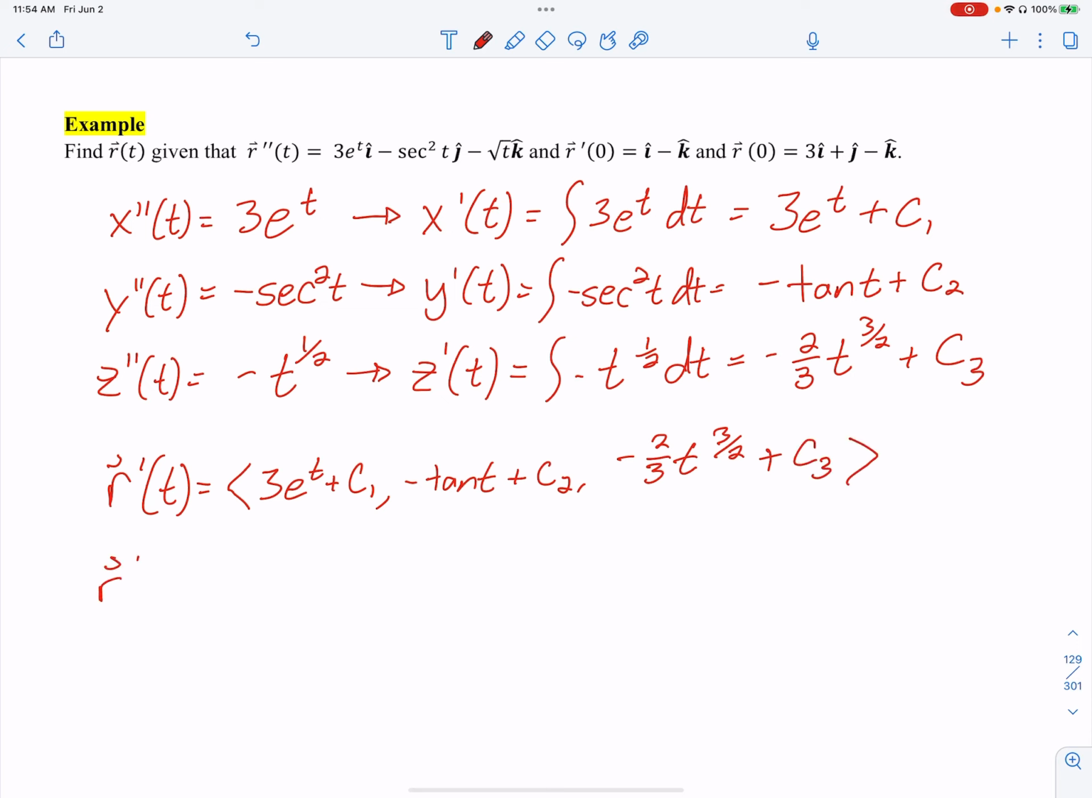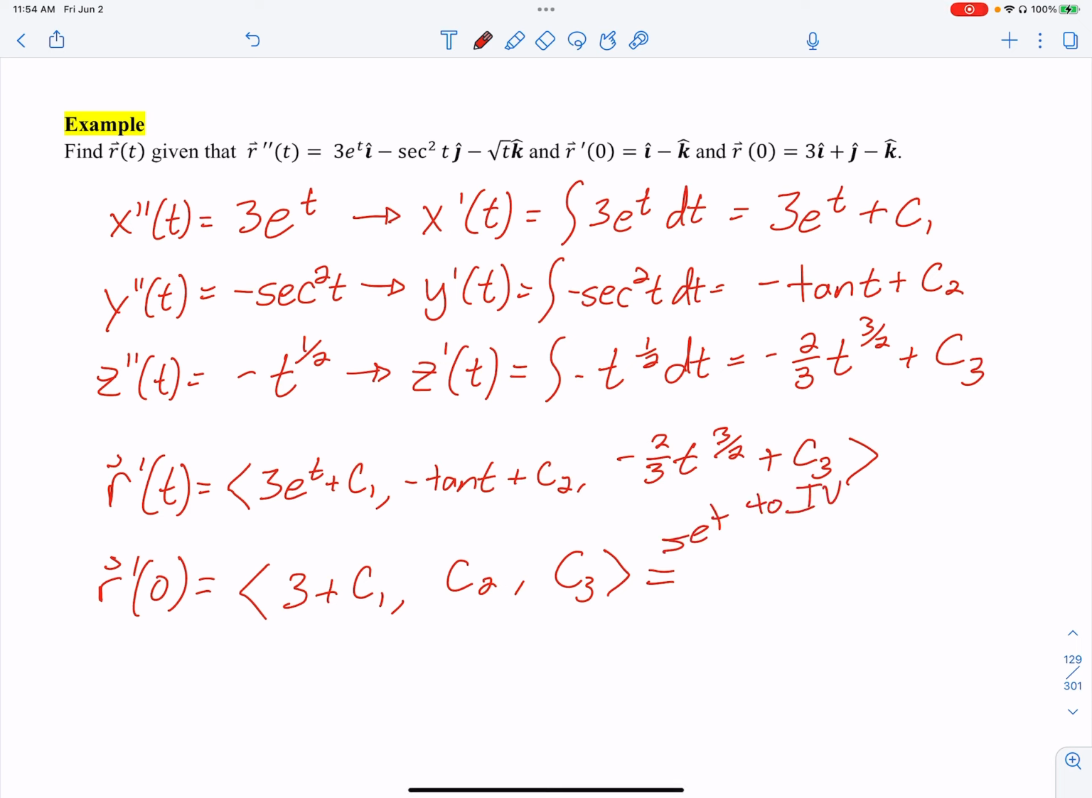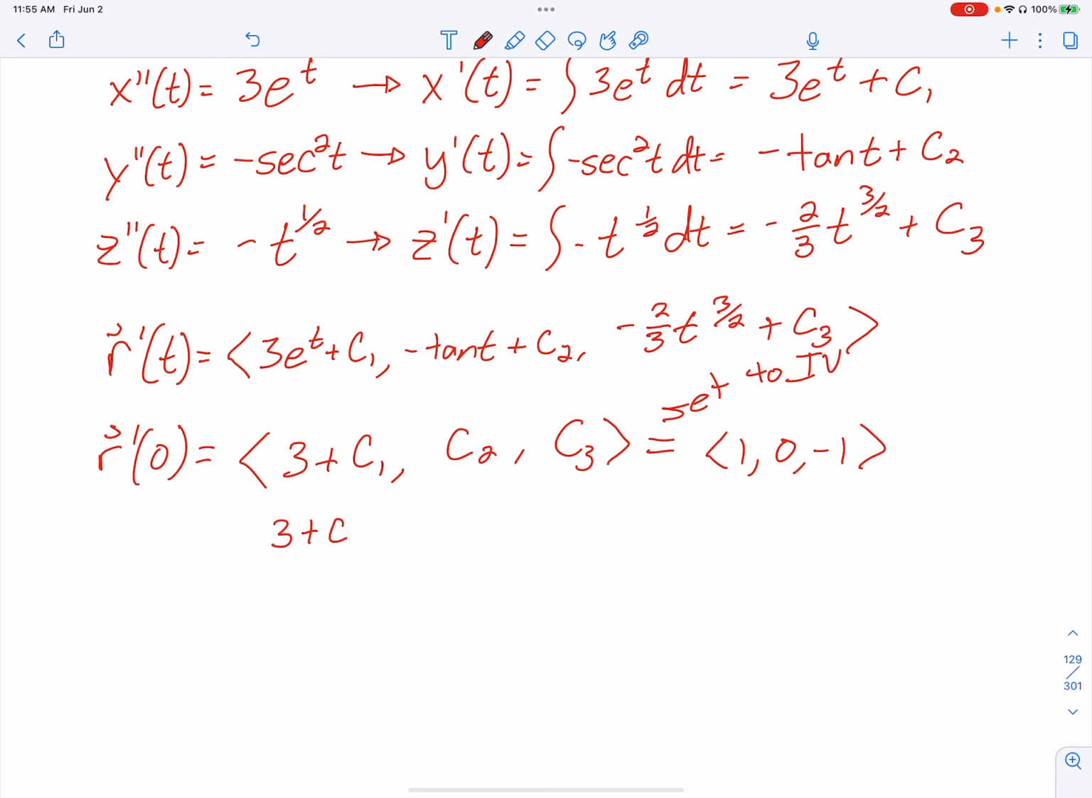So I can use the initial value here. If I plug in 0 for each one of those, e to the 0 is 1, so I get 3 plus c1. Tangent of 0 is 0, so I get c2. And then 0, I get c3. And we set this equal to the initial value for the primes, which is 1, 0, -1. So we set each component equal. 3 plus c1 equals 1. So if I solve that, I minus 3, I get -2. c2 equals 0. And c3 equals -1.